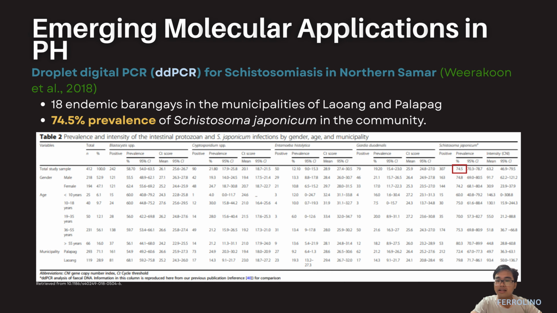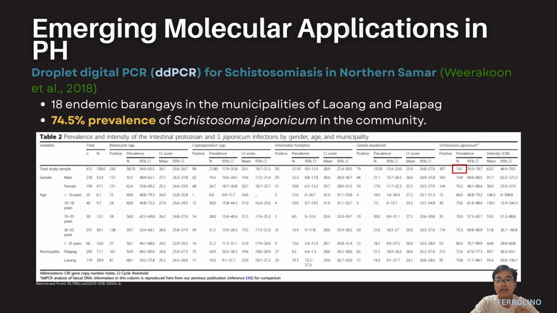The molecular data also revealed that S. japonicum does not exist in a vacuum. Utilizing multiplex quantitative PCR, the researchers screened for intestinal protozoa, or IP, and found 58.7% belong to Blastocystis spp., 21.8% Cryptosporidium spp., 19.2% belong to Giardia duodenalis, and 12.1% is Entamoeba histolytica.